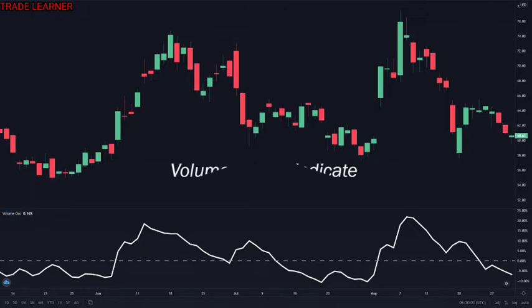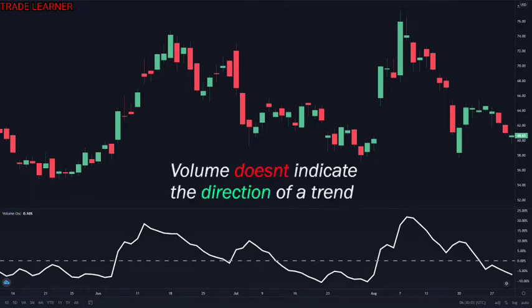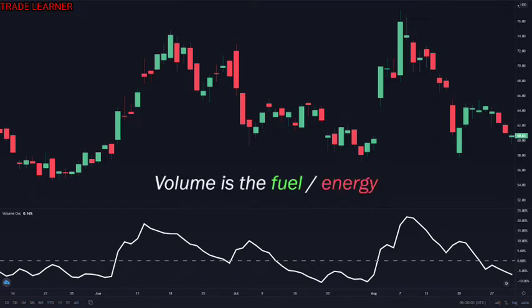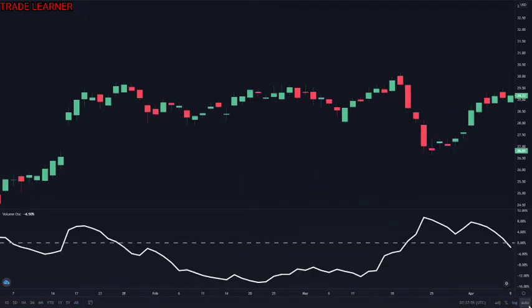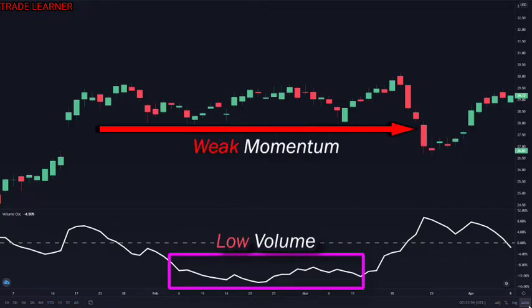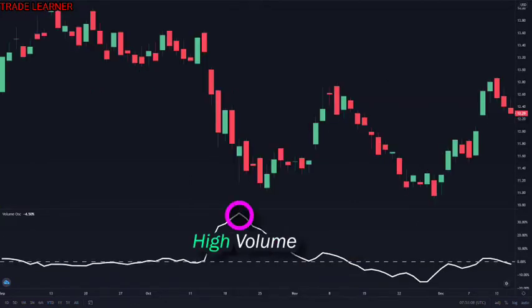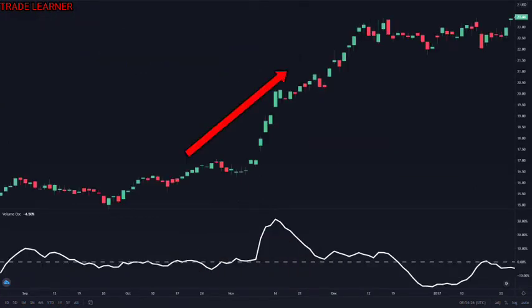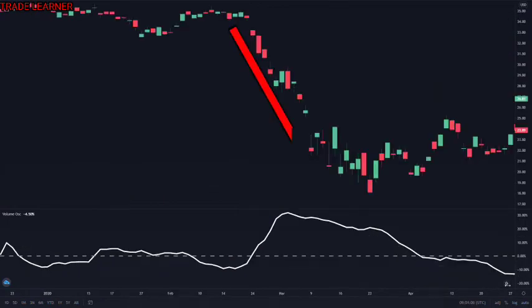First, you need to know that volume doesn't indicate the direction of a trend. Volume is basically like the fuel or the energy. So if the volume is low, it means that the momentum is weak. And if the volume is high, it means the momentum is strong. So to know the direction of the momentum, you need to look at price action. If the price is heading upwards and the volume is also increasing, it means that it's a strong upward trend.